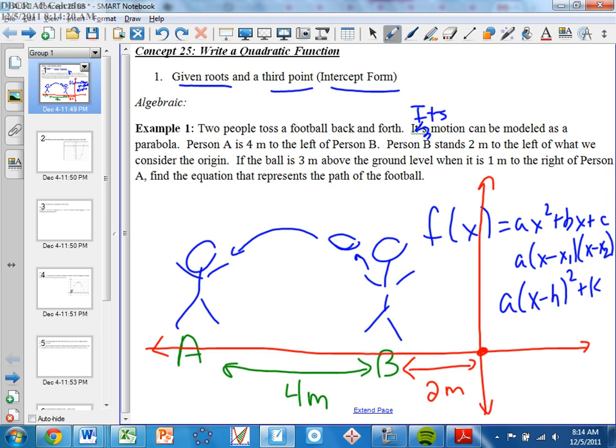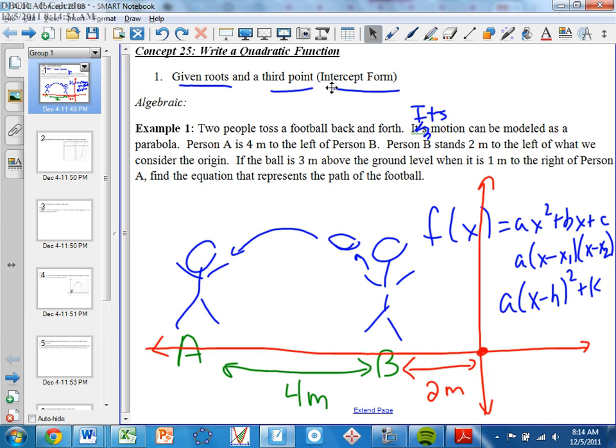The next says, consider if the ball is 3 meters above the ground level when it is 1 meter to the right of person A, find the equation that represents this path. This last part is the hardest part. What does that mean? If the ball is 3 meters above the ground when it is 1 meter to the right of person A. Do you want to come up and show me what that means? Because it's hard to describe. Somebody want to come up and show me where that would be located?